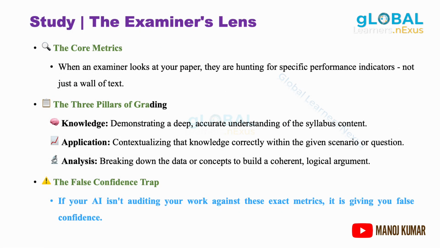When an examiner looks at your paper, they are looking for specific indicators. They want to see that knowledge, that application, and that analysis. If your AI isn't looking for these exact metrics, it's giving you false confidence.